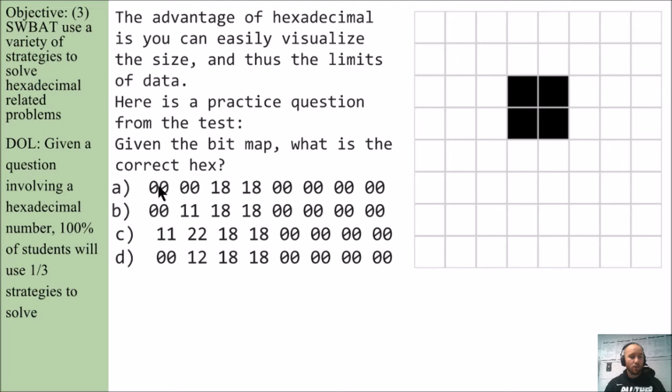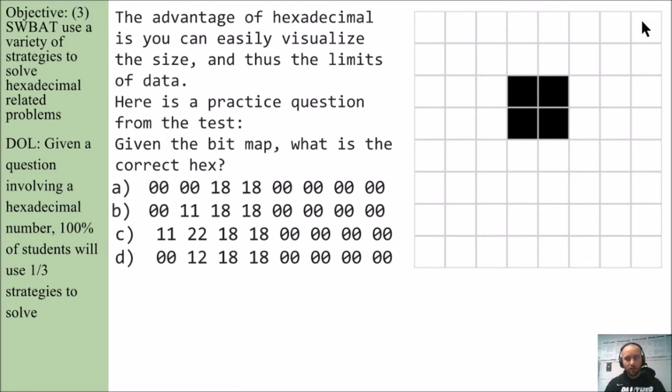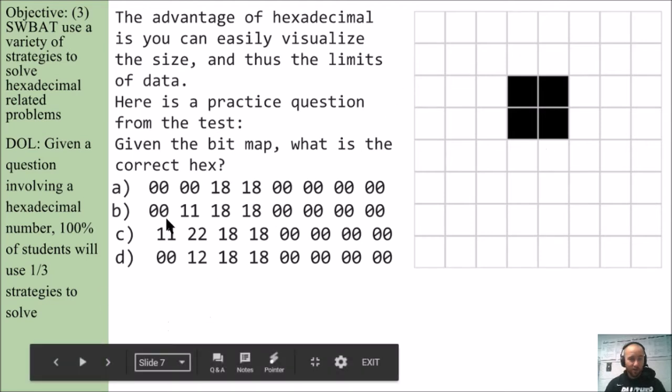So thus row 1, row 2, row 3, right? Row 1, row 2, row 3. You don't have to color in for every single one of these. You just have to figure out which one is wrong first. So I see the first row is blank, and that's 0, and that's 0, and that's 0. So far so good. The second row is blank, so that's 0.